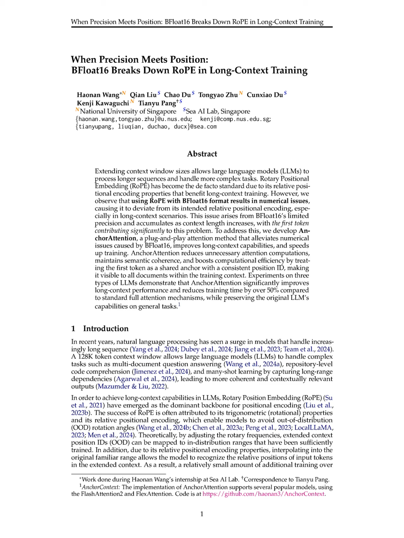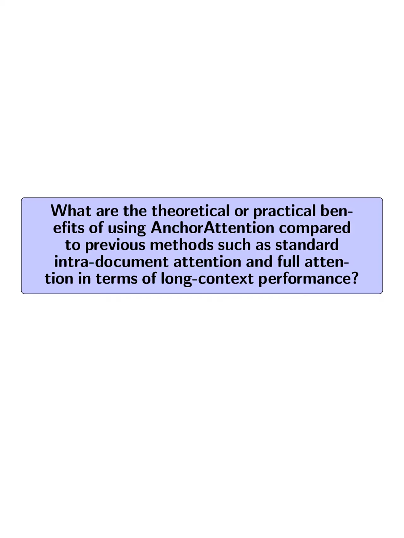Consequently, subsequent tokens can retain their relative positional encoding properties without confusion, as they are assigned continuous position IDs from the start to the end of the window length. This approach allows the model to learn the full spectrum of rotational angles effectively, even when processing sequences shorter than the maximum context length. What are the theoretical or practical benefits of using AnchorAttention compared to previous methods such as standard intra-document attention and full attention in terms of long context performance?